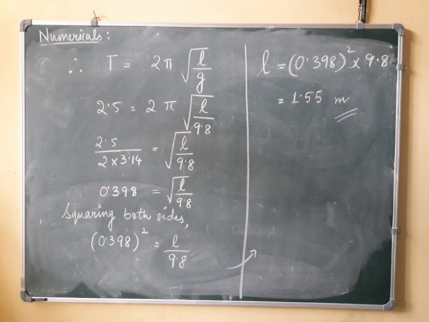Okay, after that we'll bring 2 pi to the left side. So it will be 2.5 divided by 2 into pi. Pi is 3.14. When we calculate, we get 0.398. Then 9.8 and L are both under the square root, so we have to square on both sides to remove the root. We get 0.398 the whole square equals L by 9.8. When we bring 9.8 to the other side, it will be in multiplication. So L is equal to 0.398 the whole square into 9.8. When we multiply, we get 1.55 meter. That is the length. Okay, I hope it is clear.